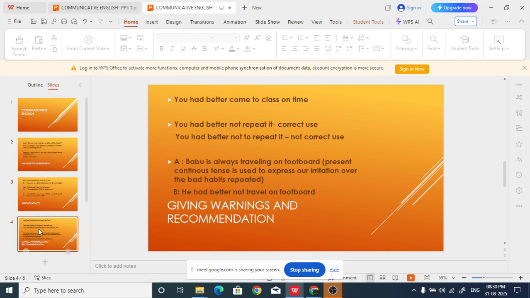Then, giving warnings and recommendations. "You had better come to class on time." Instead of saying "You must come to class on time," he's saying "You had better." He's using "had better," that's a nice way. "You had better not repeat it." No, you have said, "You had better not repeat it." Babu is always traveling on footboard. B says, "He had better not travel on footboard."